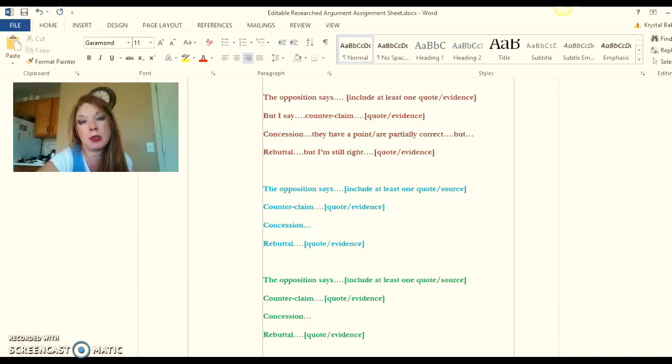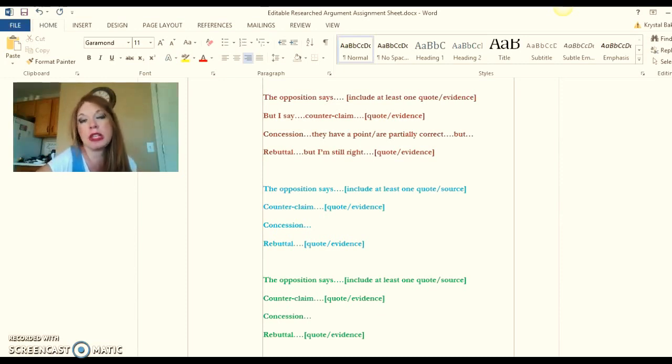The next thing you do is provide your counterclaim, so one of your main subclaims underneath your main claim. Then you are going to make a concession or concede, as the paper rubric says. So you're going to say, well, they have a point, but, or they're partially correct, or I would agree that they are partially correct in this issue. However, but, okay, and then you provide your rebuttal where you kind of say, you know what, I'm still right. Here is more evidence. Here's more analysis. Here are more pieces of data that prove that I'm still right. Okay, so you're going to do that at least 4 times.